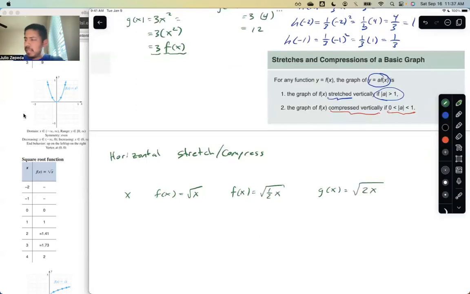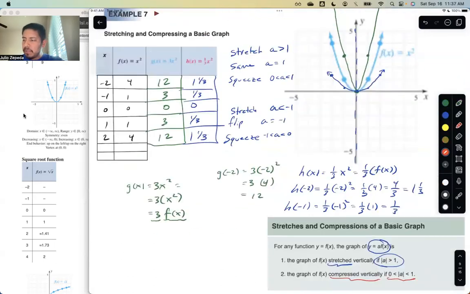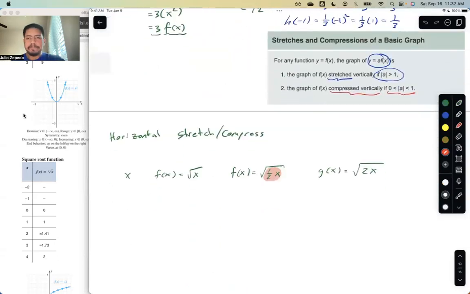So what do you think this 1/2 will do? Feel free to pause the video and think about it. What is this going to do? What does the 1/2 do? What did the 1/2 or 1/3 do in the previous one? That would compress it. What is the 1/2 going to do here?